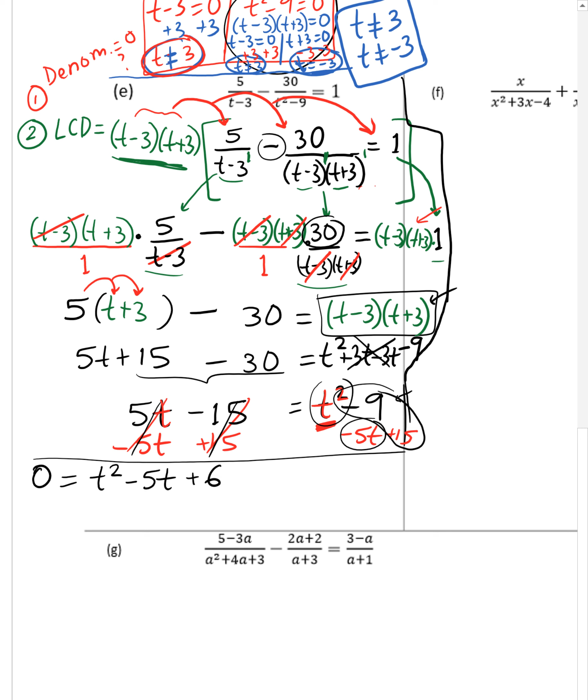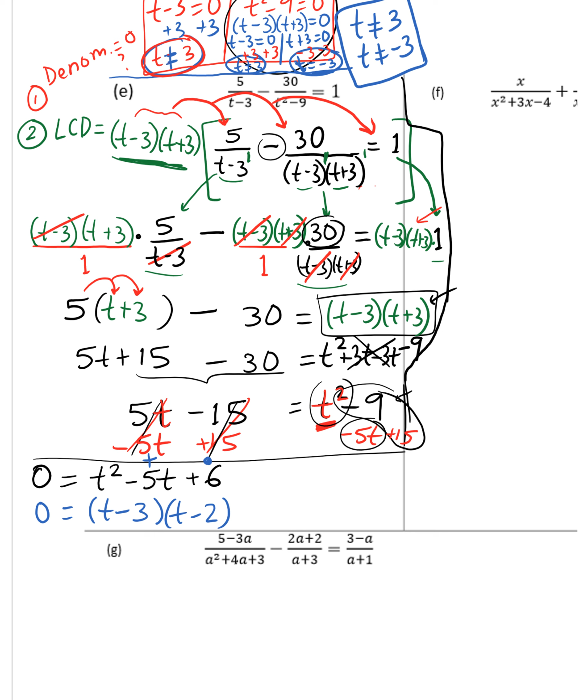Okay, now that I have everything on one side, I'm going to try to factor this guy. I think this factors using the easy factoring technique, because it's a trinomial with leading coefficient 1. It's a t and a t. I have to figure out what multiplies to positive 6 but adds up to negative 5. It would be negative 3 and negative 2. Because negative 3 times negative 2 is positive 6, and negative 3 plus negative 2 is negative 5.